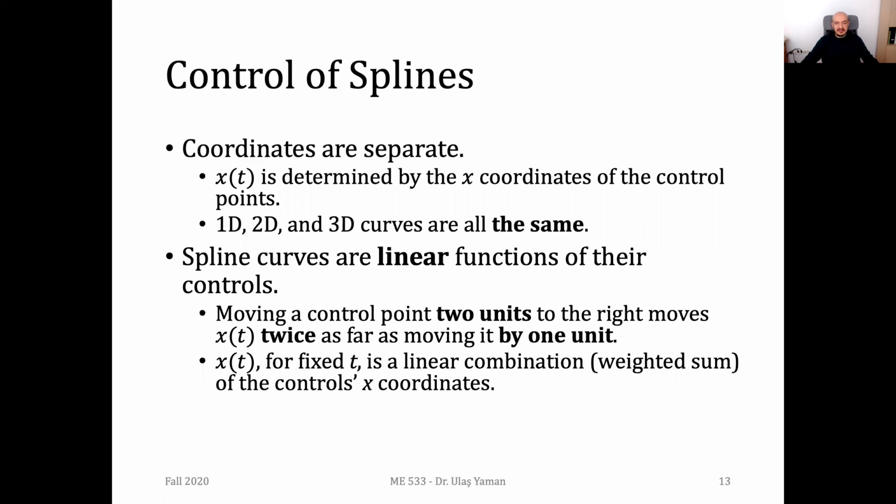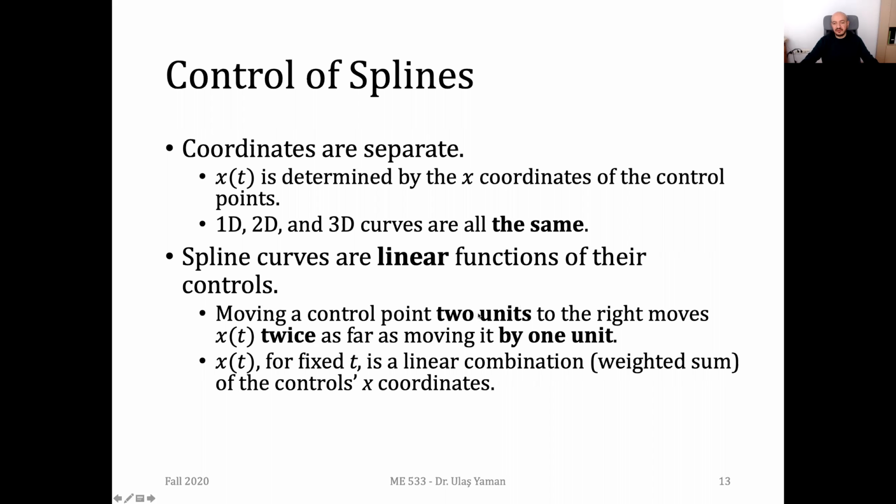And they said that these curves are actually linear functions of their controls. It's a highly important issue of the spline curves, which means that if you move the control point 2 units, let's say to the right, then our x of t will obviously move twice as far as it's moving by 1 unit. So let's say if you are moving your control point to the right by 1 millimeter, then let's say your x of t may move somewhere else, let's say 2.5 millimeters.